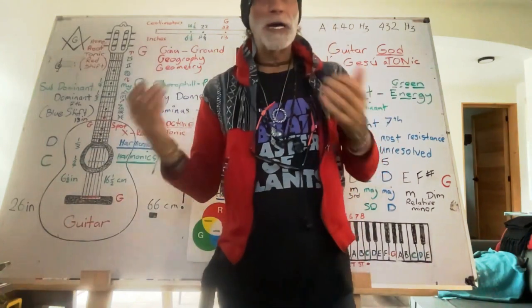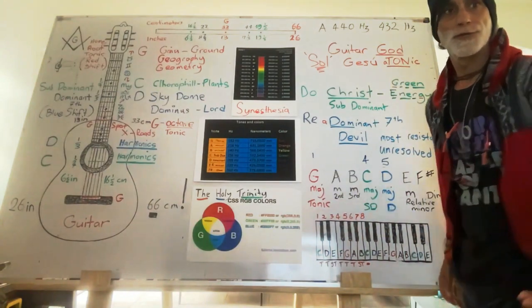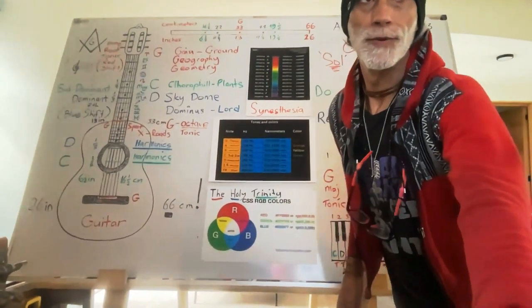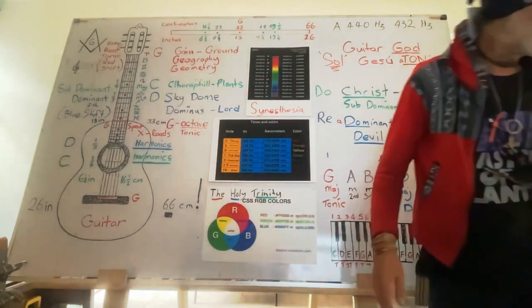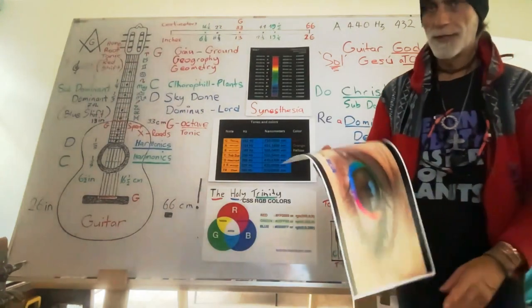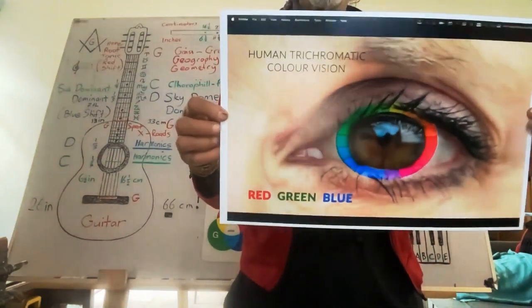Let's begin with science, simple science. So, all right, a human eye is trichromatic.